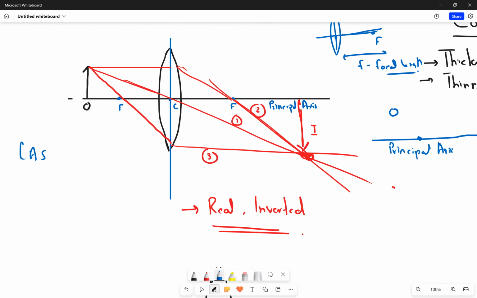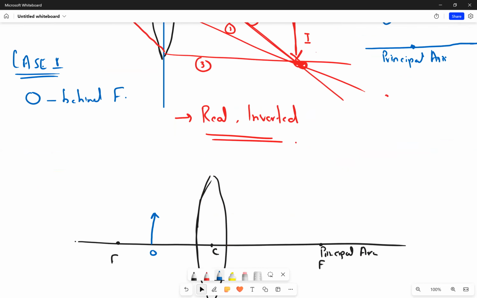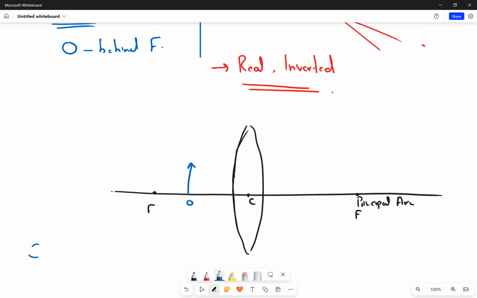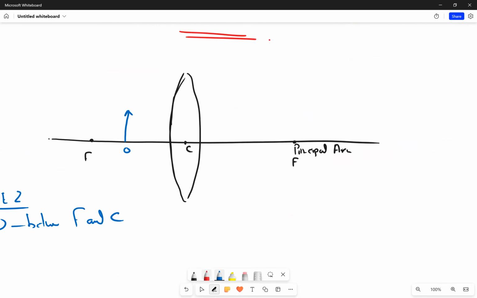If you call it case one, in case one, the object was behind the focal point. And in case number two, the object is between the focal point and the optical center, F and C. So now the first line is going to be the same, the line that passes from the object's top to the optical center like this. And you're just going to extend it in all the directions like this.